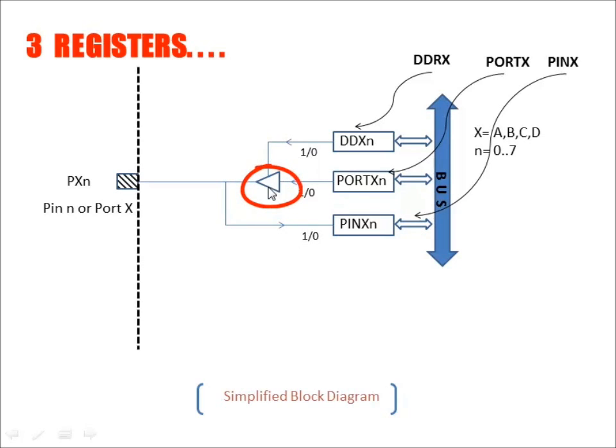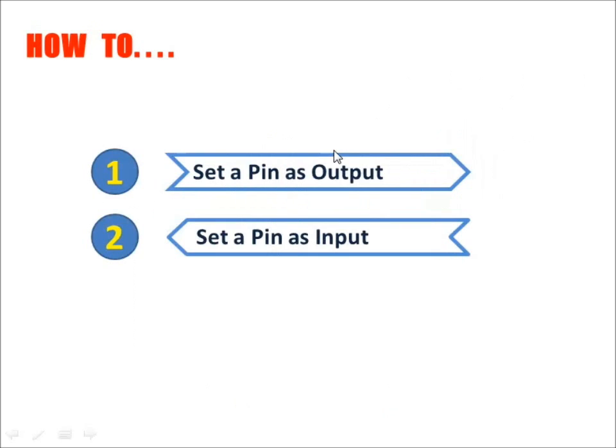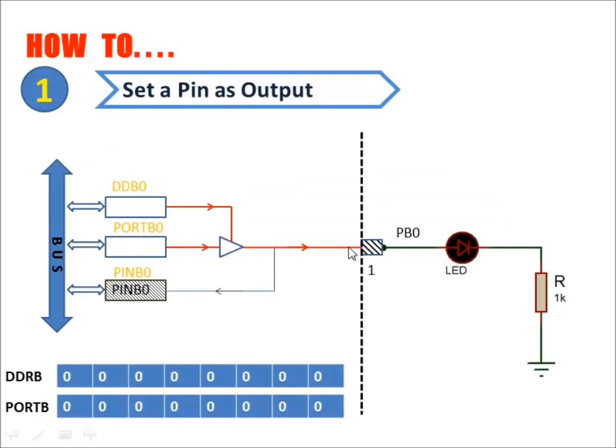This is a tri-state buffer which simply acts as a switch depending on the signal on the DDXN bit. Now we will see how we can send some data to the output device and read some data from external input devices. Here I have connected an LED to pin 1 or the PB0 pin. To set the pin as output, all we need to do is write logical 1 to the 0th location of the DDRB register. The buffer will be on, and whatever the value at PORTB0 will appear at pin 1. Then if we write 0 to the 0th location of PORTB, we will get 0 volt at pin 1 or the PB0 pin, and the LED will be turned off.